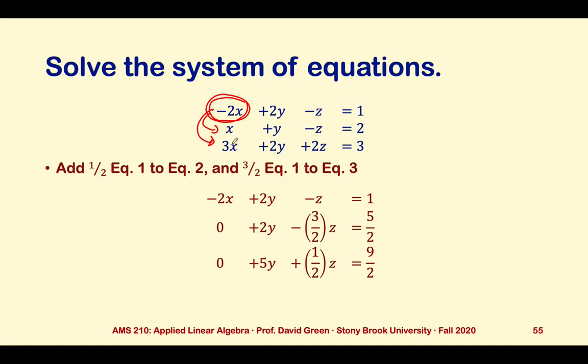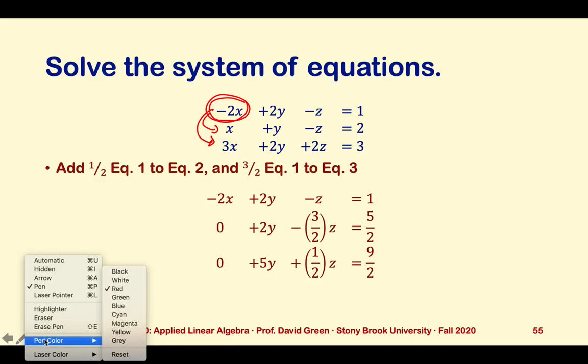We have a coefficient of 3 in the third row and a coefficient of negative 2 in the first. So to eliminate this 3x using the first row, we need to multiply the first row by 3/2 and then add it to the third row.